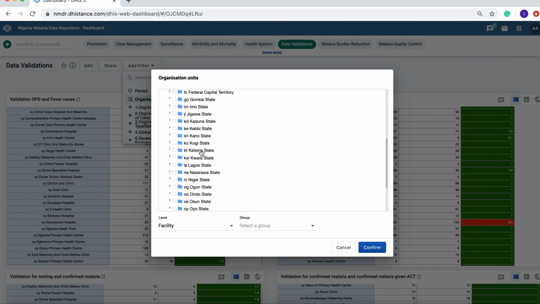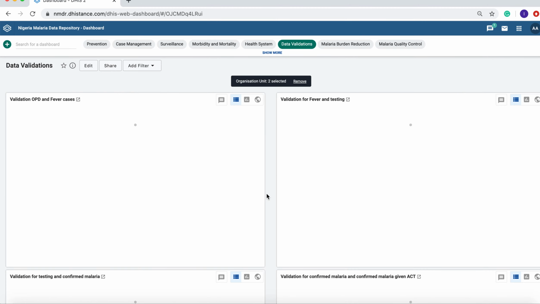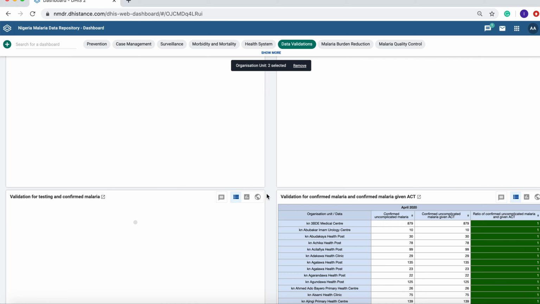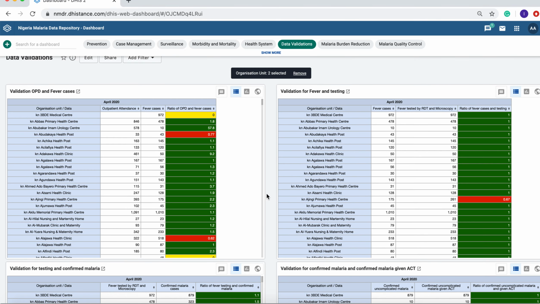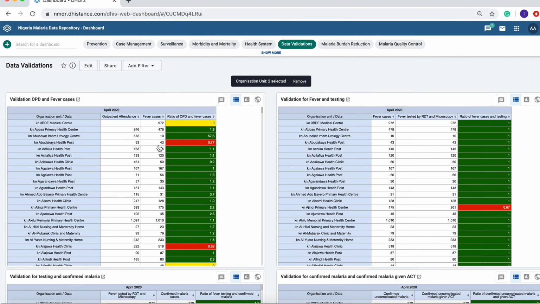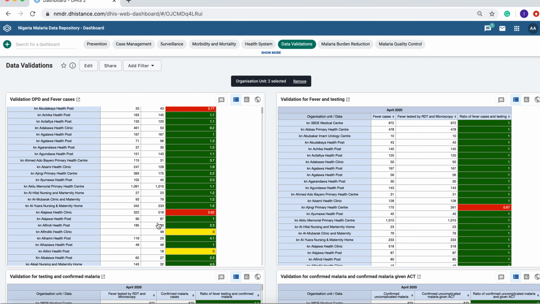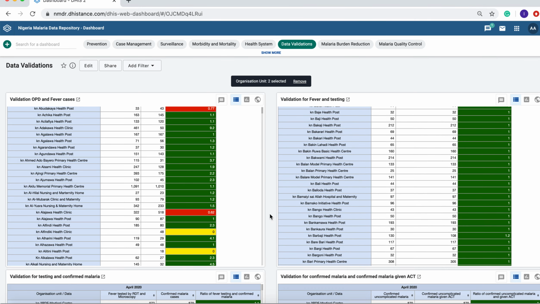So here we are coming to Kano. You can just select Kano. It's the same facility. Just click enter. So you can see each of the data elements, I mean the variable you're interested in. The same thing here. You can see some facilities reporting 43 fever cases, higher than 33 in OPD attendance. This one under Alajawa Health Clinic reporting 518 fever cases compared to 322 OPD attendance. So I think this is for me a very important tool.